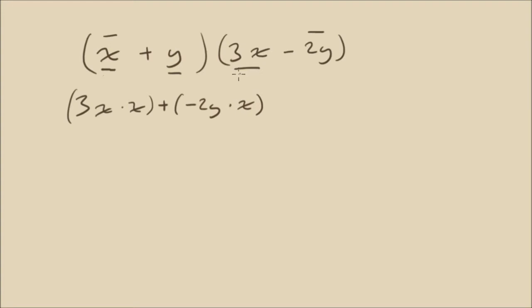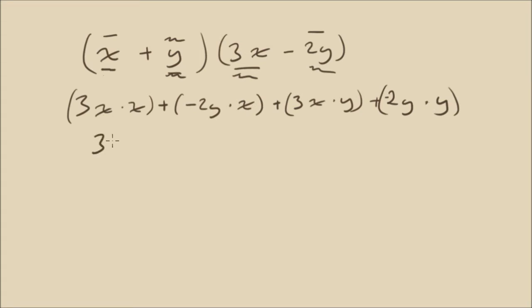Now I'll do this one with the other bracket, and that'll be plus 3x times y, plus, that should be minus 2y times y. Alright, so now I need to combine these up. That's going to be 3x squared minus 2xy.